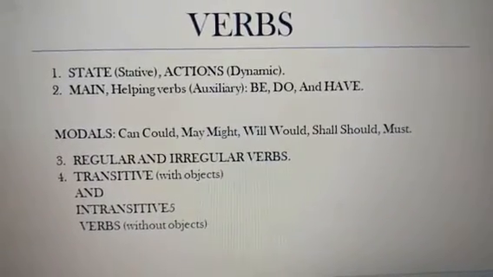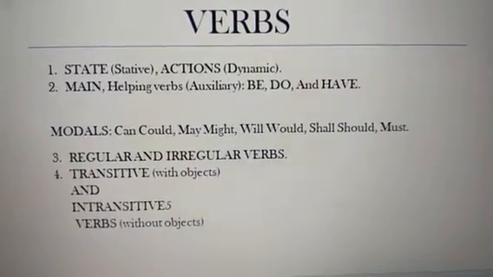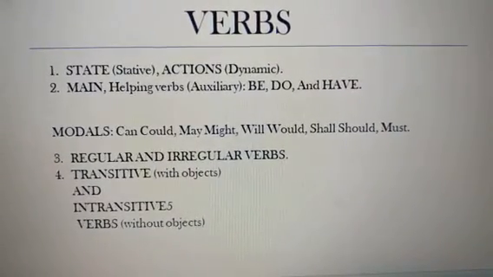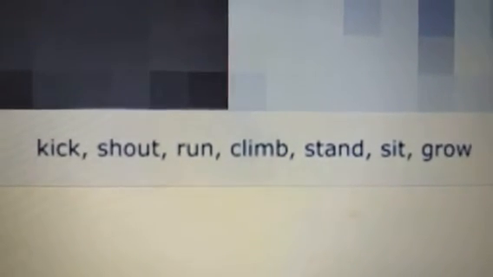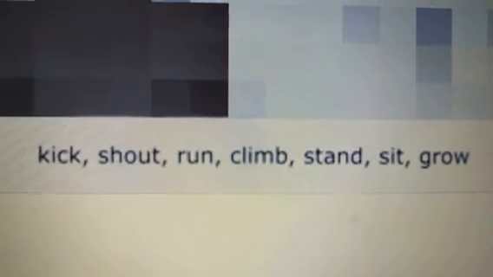Okay, what's the difference between these two? The difference is that action verbs express physical activities or processes. For example, verbs like kick, shout, run, climb, stand, sit, grow. All of these show us physical activities. But a state verb is the verb that expresses a situation. For example, verbs like be, have, think, like, own are state verbs.